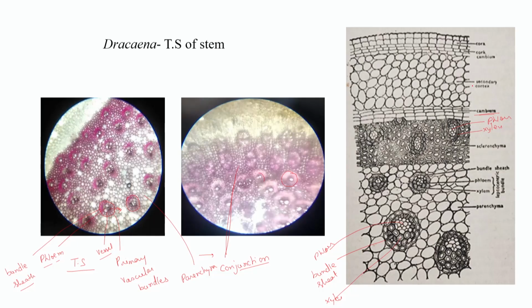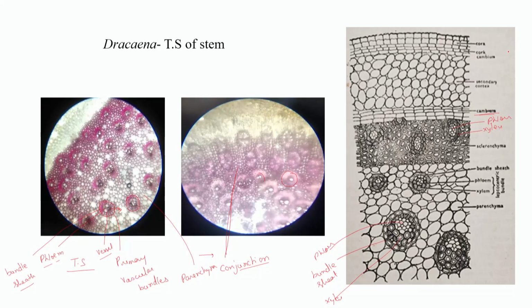Then you will have a cortex, and because it's also undergoing secondary growth formation, having a thicker and wider stem, it will also have cork and cork cambium formation.